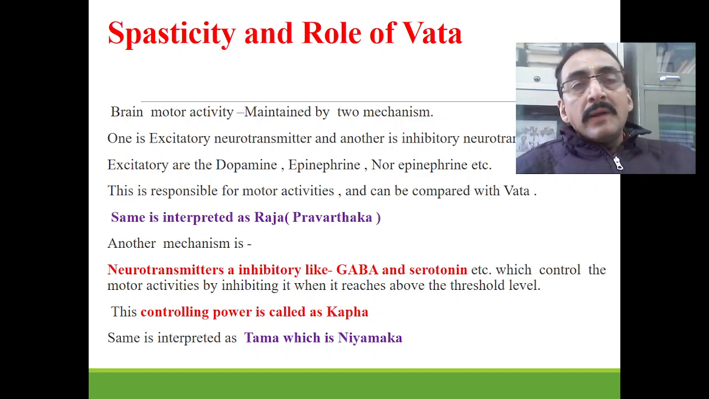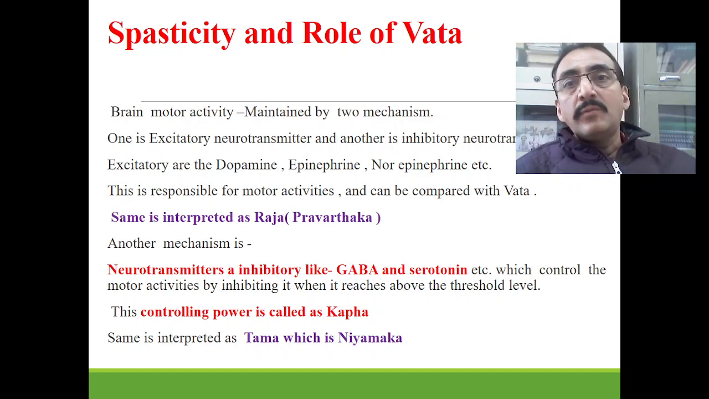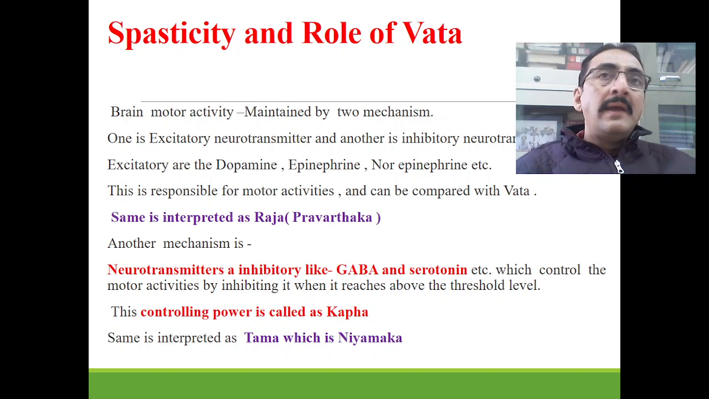So controlling Sthiratva, controlling Dridhatva, all these are functions of Kapha, and when I talk in terms of the brain, the same is referred to as Tama, because Tama is Niyamaka. Tama is Niyamaka. So now the things are very clear. By understanding this homeostasis of the brain mechanism, I have one factor which is responsible for initiation of the function, that is either Vata or its counterpart Raja. There is one factor which is responsible for controlling the brain activity, that is either Kapha or its counterpart Tama.